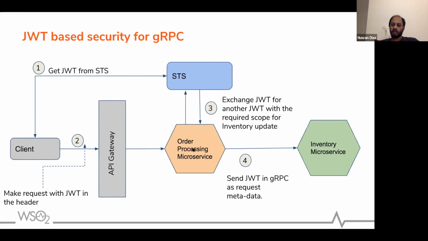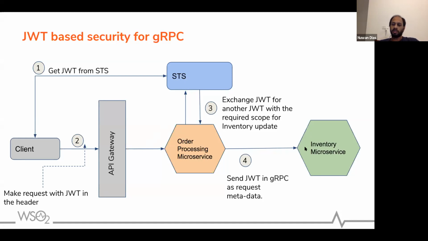So how we do that is by exchanging this JWT that we get through the STS for a secondary JWT that has the proper permissions to access the inventory microservice. So what will happen here is that the order processing service will talk to the STS, and since it is this same STS which issued the first JWT, it will by default trust it and exchange it for a secondary JWT that has the permissions to talk to the inventory microservice.